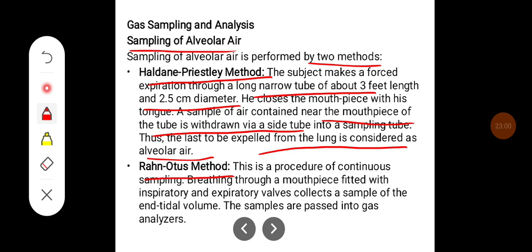Then the Rahn-Otis method. This is a procedure of continuous sampling. Breathing through a mouthpiece fitted with inspiratory and expiratory valves collects a sample of end tidal volume. The samples are passed into gas analyzers.